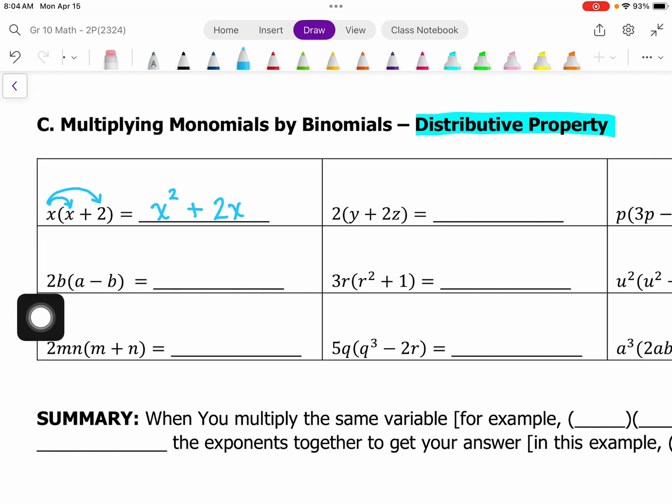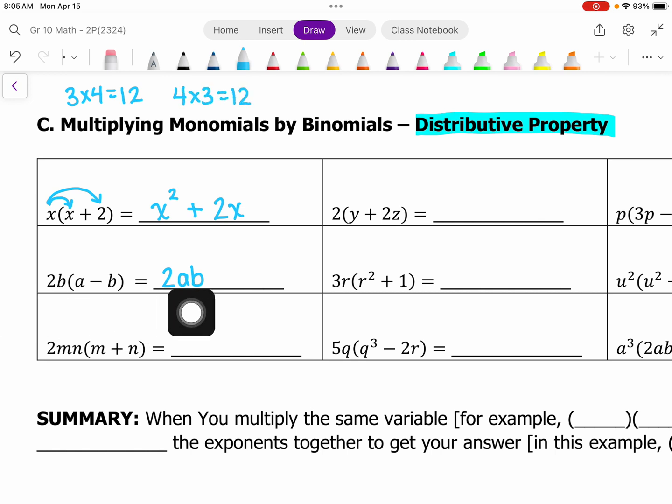Here I have 2b times a. So positive times a positive, my answer is a positive. Numbers, I have 2. Then I have a b times an a, and I always write these alphabetically. So I'm actually going to write the a first and then the b. Order of multiplication doesn't matter, so think 3 times 4 equals 12. If I flip that around, 4 times 3 also equals 12. So the order that I write things that are being multiplied, it doesn't matter.